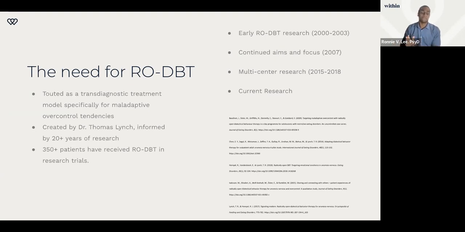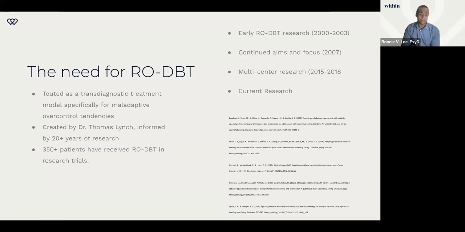So the early RO-DBT research was really focused on trying to apply DBT to the over-controlled population. What he found is that it just was not working. It wasn't as effective as he thought. There were certain skills that were as effective, but as a whole, the protocol was not. And we can understand why that is. Circa 2007, the research focused on refractory depression and what that looked like in different populations, and also included his biosocial theory of over control.